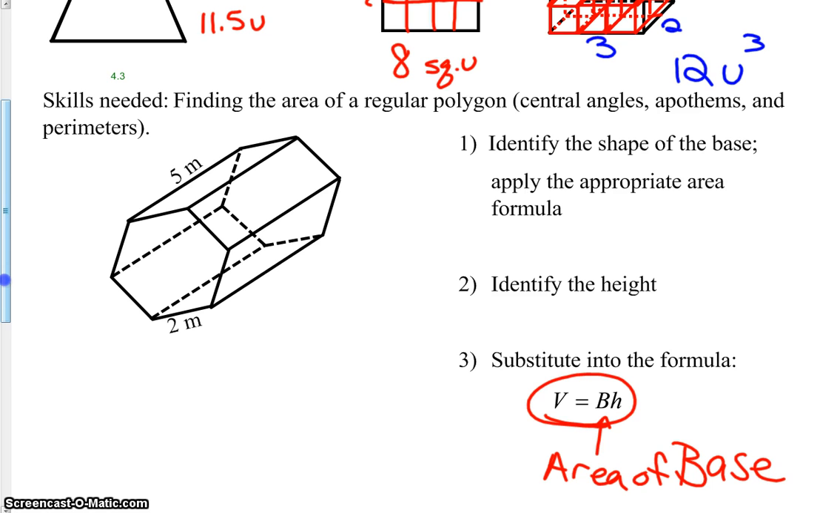Now, the first job to this is going to be to identify the shape of the base and apply the appropriate area formula. After we do that, we can get the big B. All we need is the height. That's the easy part. And then we just substitute our numbers into the formula.